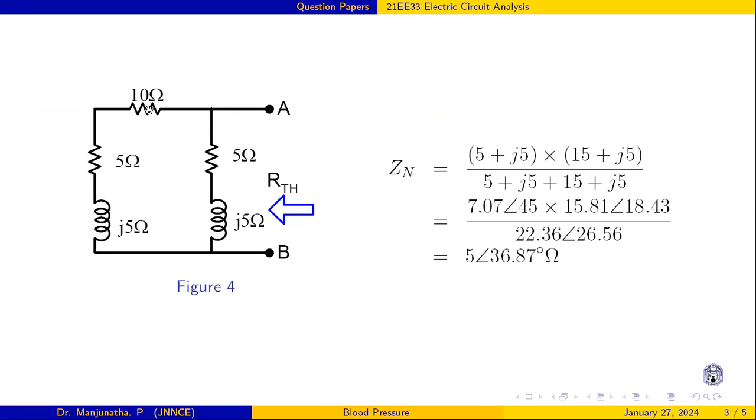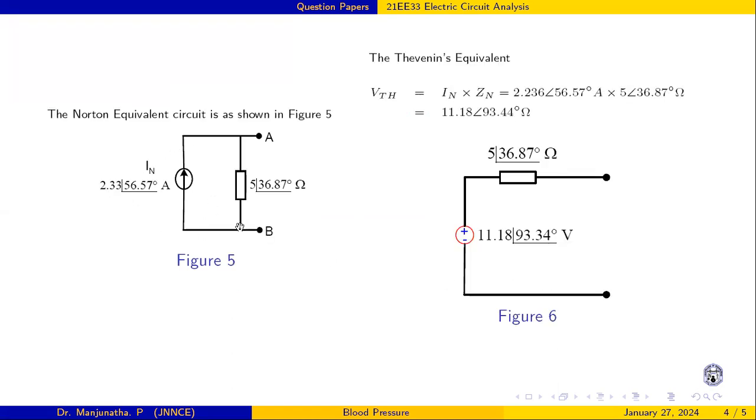And look at this 10 and 5 plus j5. This is in series, and these two are in series. You call them Z1 and Z2. So Z1 into Z2 divided by Z1 plus Z2. 5 plus j5, and 10 plus 5 is 15. Convert this into polar form. Convert this to polar form. Or directly, if the calculator supports it, you can do these operations. But in my case, I just converted into polar form. Then the impedance is 5 with an angle of 36. This is the Norton impedance here.